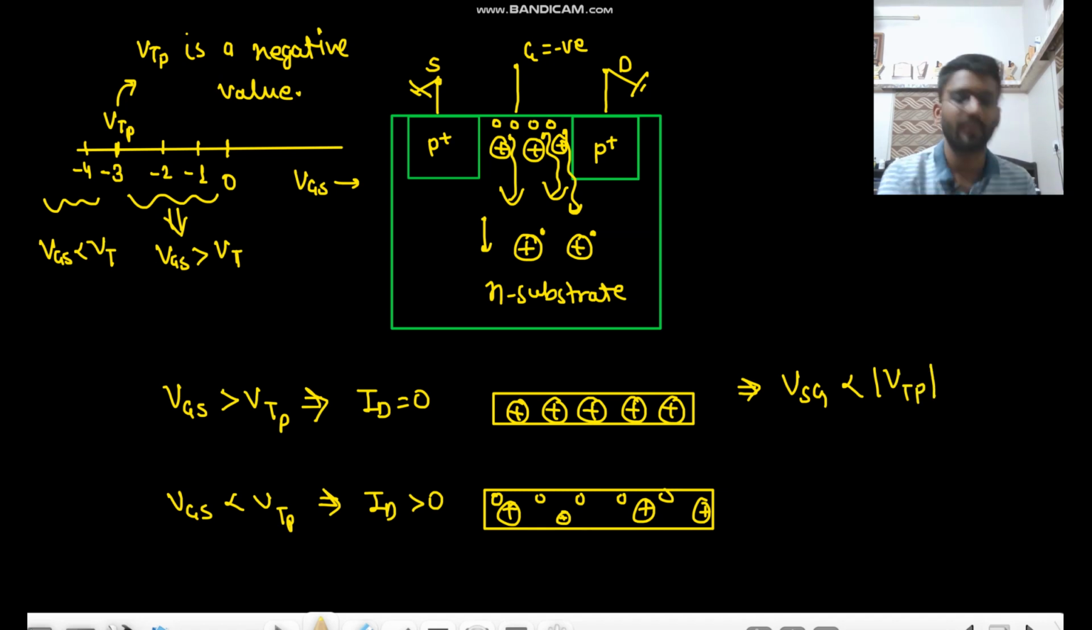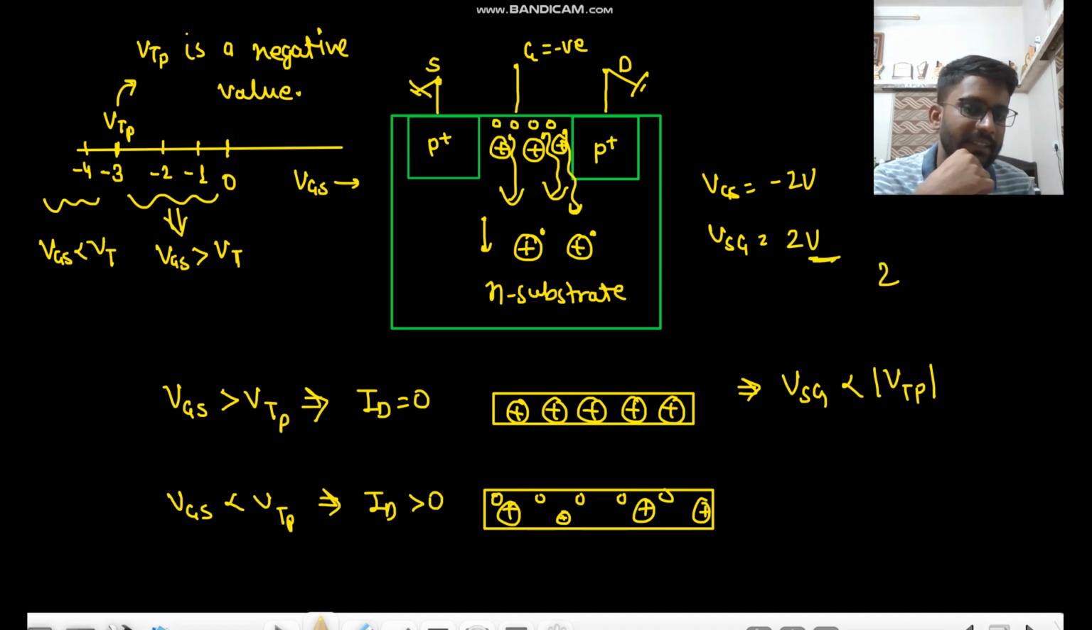If gate to source voltage is negative, source to gate voltage will be positive because source is at higher potential. Let us assume we are having VGS equals minus 2 volt. So what will be VSG? VSG will be 2 volt, right? Is this less than mod of VTP? What is mod of VTP? 3. Is this less than mod of VTP? Yes. So what will be the current? 0. So satisfying this condition.